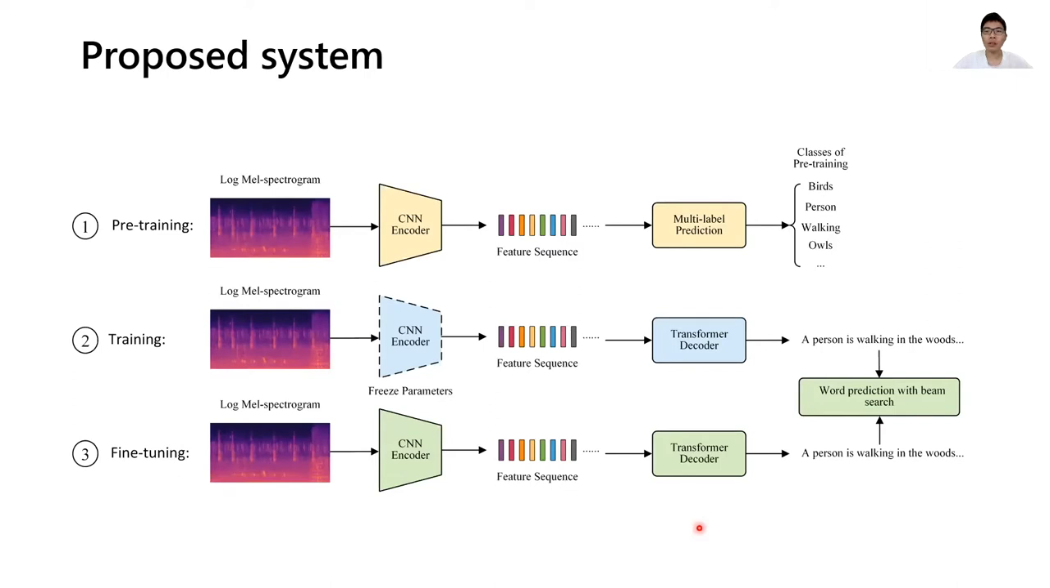This is the general overview of our proposed system. The CNN encoder extracts a sequence of feature vectors from the input log mel spectrum, and the transformer decoder generates its words while attending to the feature sequence. The experiment is divided into three steps: pre-training, training, and fine-tuning.